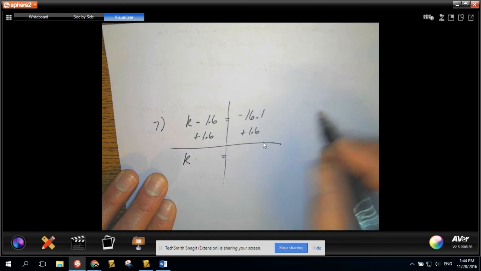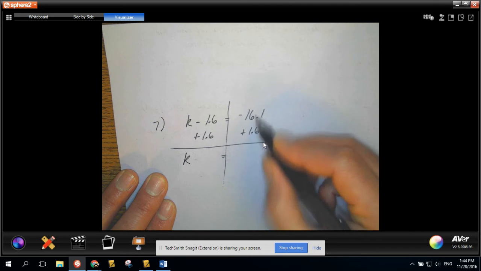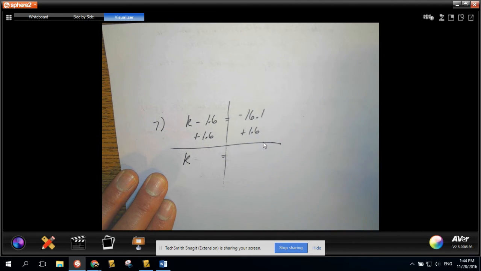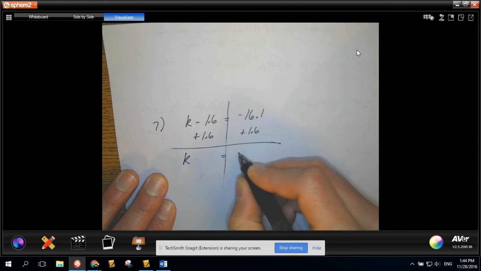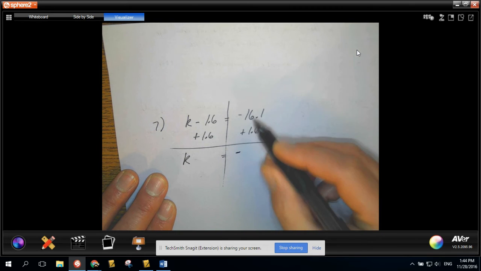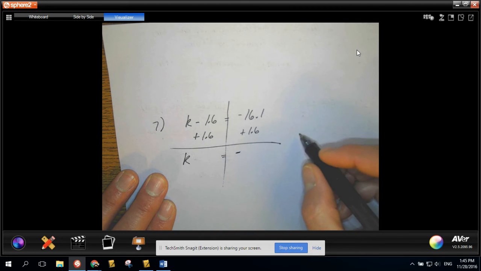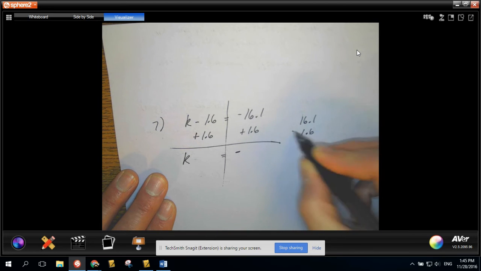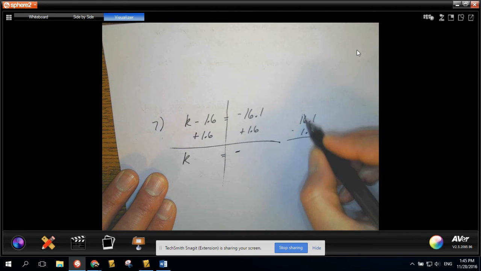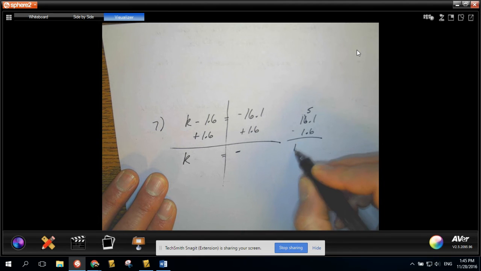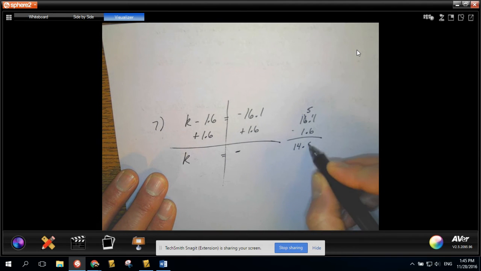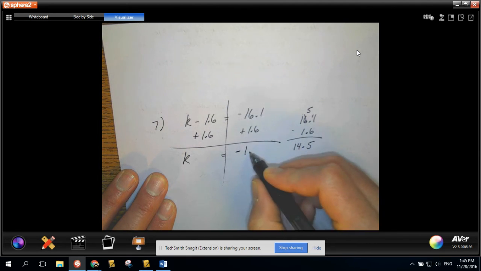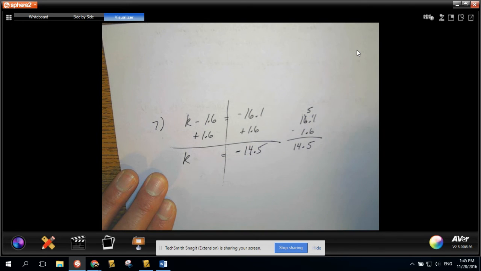And then again, if you're not using your calculators, we're adding numbers with different signs, which means we actually subtract the numbers and keep the sign of the bigger number. In this case, we know my answer is going to be negative because the 16.1 is way bigger than the 1.6. Do 16.1 minus 1.6. Make sure you line up your decimal points. And we have to borrow here. So we get 14.5. And again, my answer is going to be negative.